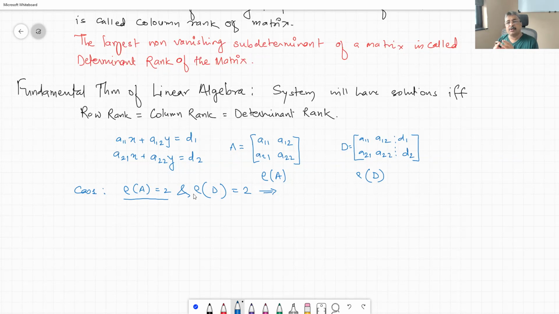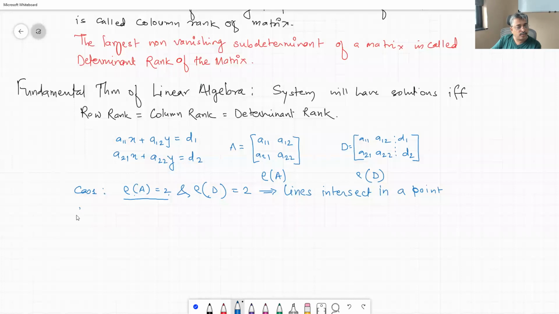Now, just try to think of this corresponding to what we have already learned in solving simultaneous equations. So the meaning of this: the determinant rank of A and of D are equal and full rank. Basically, we are solving 2 by 2 right now. So full rank. Then, as far as the solution is concerned, it is a unique solution. These two lines intersect in a point, and that means there is only one point which satisfies both these equations. It is a very happy situation.